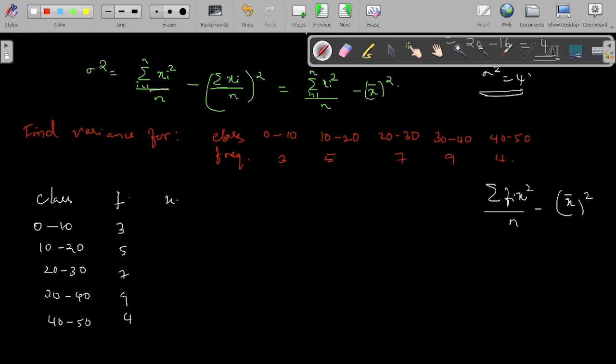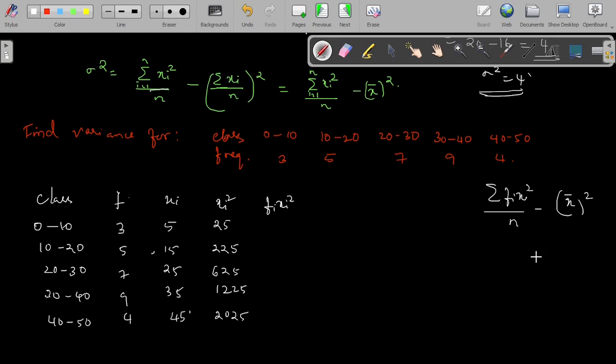So you have to find out xi first, the midpoints: 5, 15, 25, 35, 45. Then I need xi square, if I am using this formula. Xi square is calculated: 25, then 225, then 625, 1225, then 2025. Next I want fy into xi square.